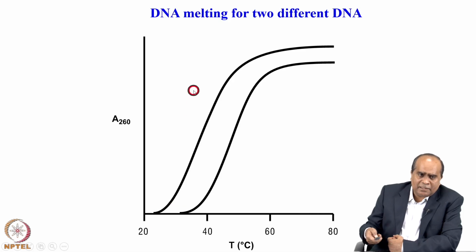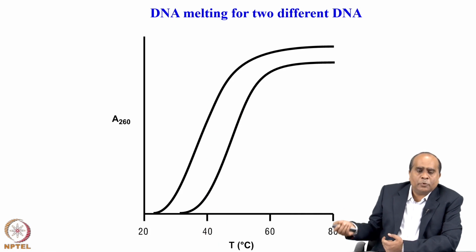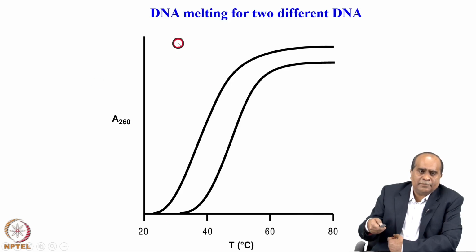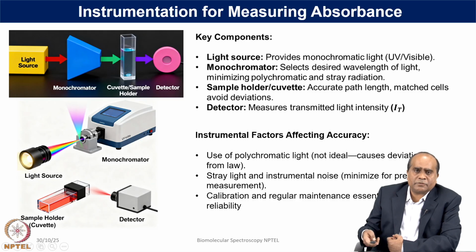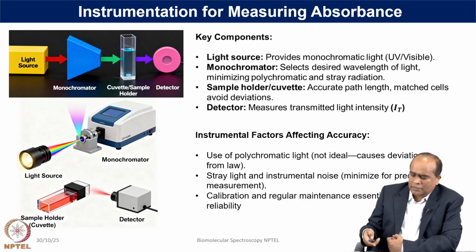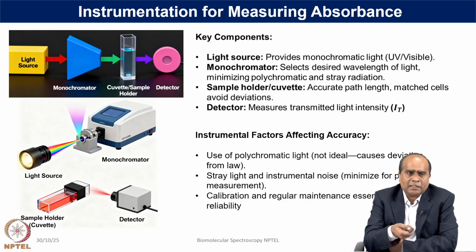You can see this one is melting like this, another is like this. So, the stability, the Tm half, you can measure: for this one it is around 50 and probably this one is around 40 or less than that. So, it says which DNA is more stable compared to the other one, and what we are measuring is absorption at 280 with respect to temperature, right. So, that is what one can do in this phenomenon of light absorption.